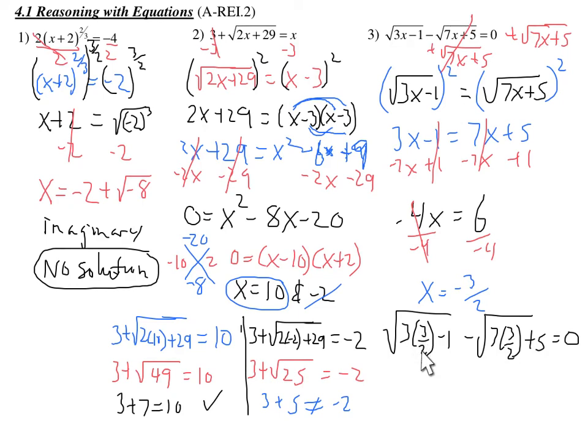Now, here we go. 3 times 3 over 2. We forgot. That's not 3 over 2. That's negative 3 over 2. So let's put those negatives there. So once we multiply it, we have the square root of 3 times negative 3 over 2. Isn't that negative 9 over 2 minus 1? Minus the square root of negative 21 over 2 plus 5 equaling 0.